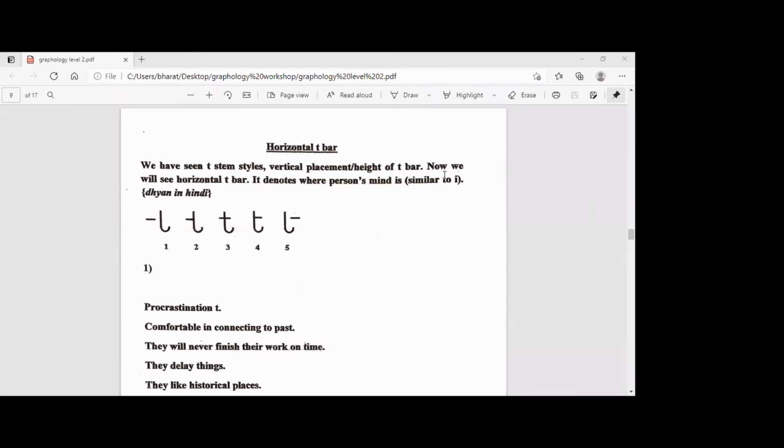So now we are talking about the fifth kind of T. So they are very forward looking people. They are excellent in investigative abilities, in research capacities. They are very good.